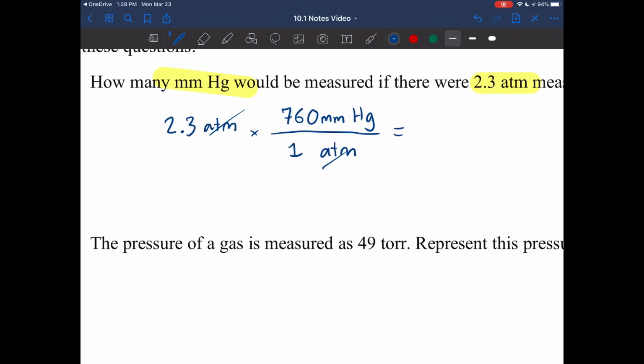And that's all you do to set this up. So you're going to do 2.3 times 760. I have to do this calculation right now. 2.3 times 760. And I am getting around 1,700 millimeters of mercury as my answer here.